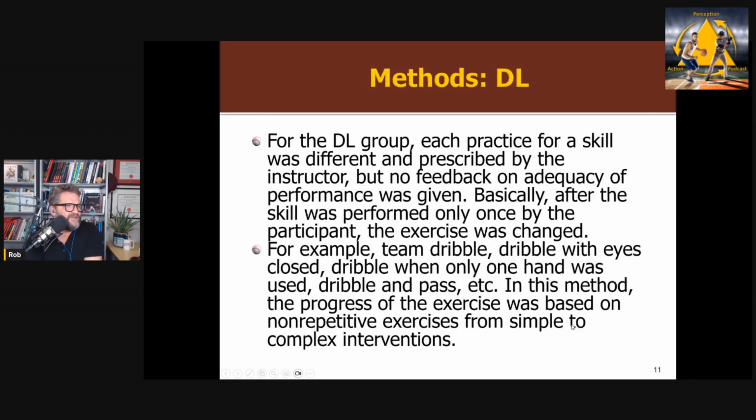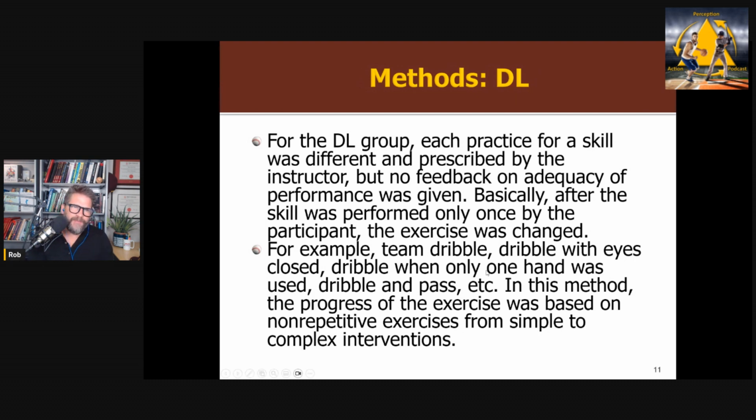And finally, differential learning. The differential was prescribed by each instructor, right? Different body positions, different starting positions. For example, dribble with the eyes closed, dribble when only one hand was used, dribble and pass. So what we're doing here is never ever repeating the same movement in exactly the same way.